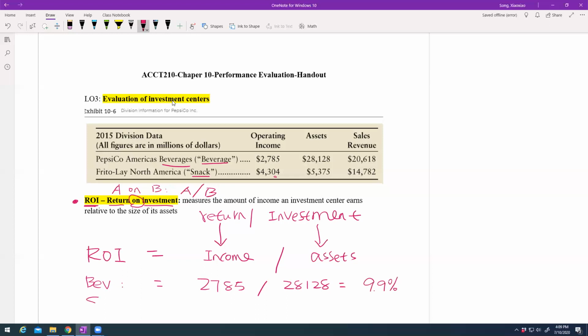And then our snack: the ROI equals income 4304 divided by the assets 5375. We get the number, oh my goodness, a big number: 80.1%. So definitely your snack is much better than the beverage. Given the same assets, your snack generates higher income than the beverage. So snack is doing better because it has a higher return on investment. You want this number to be higher.